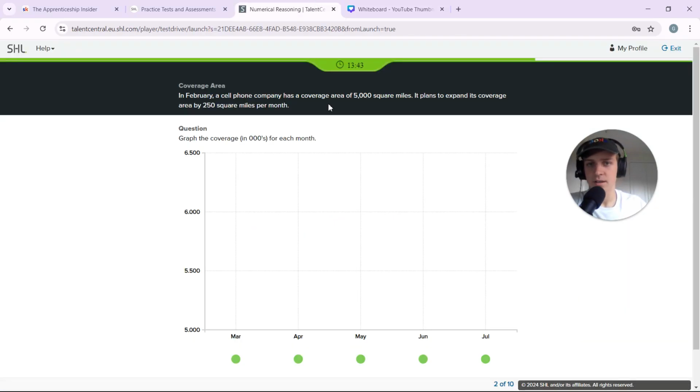New t-shirt as well. So, in February, a cell phone company has a coverage of 5,000 square miles. It goes up by 250 square miles per month. So, 5,250, 5,500, there.